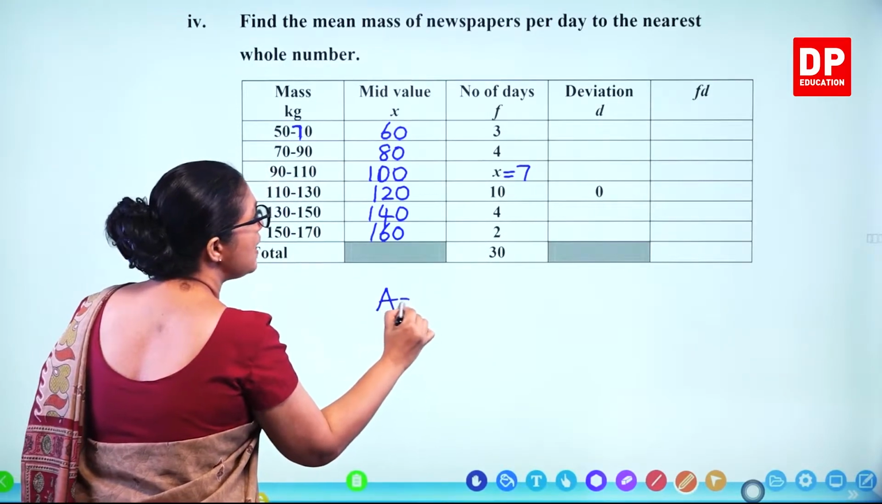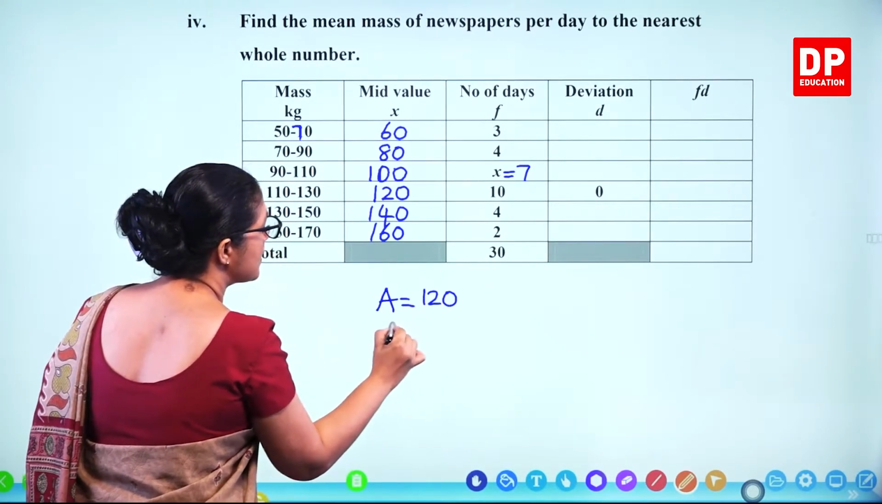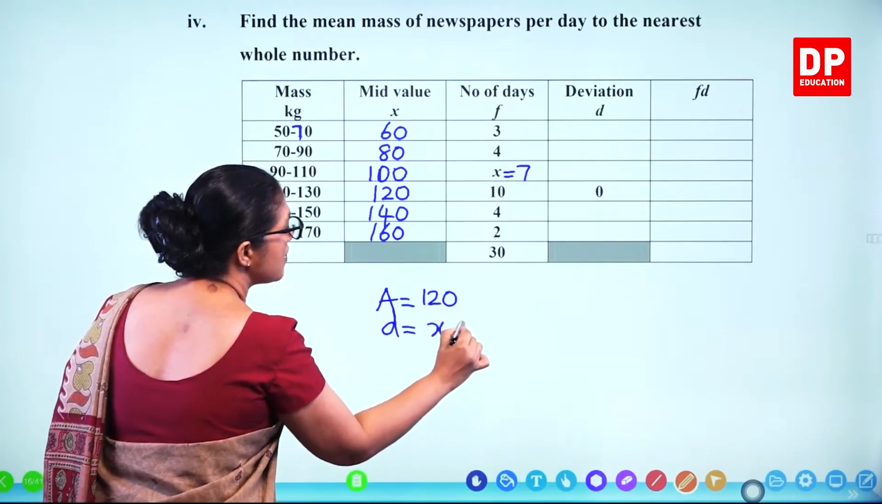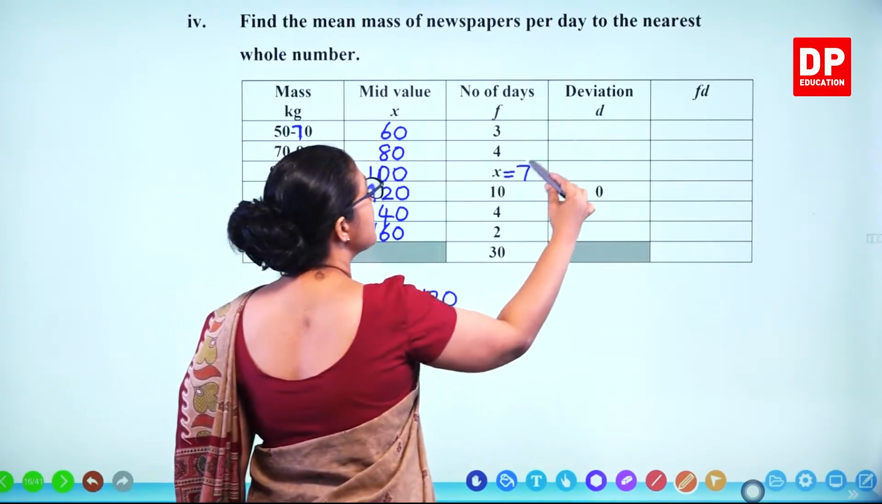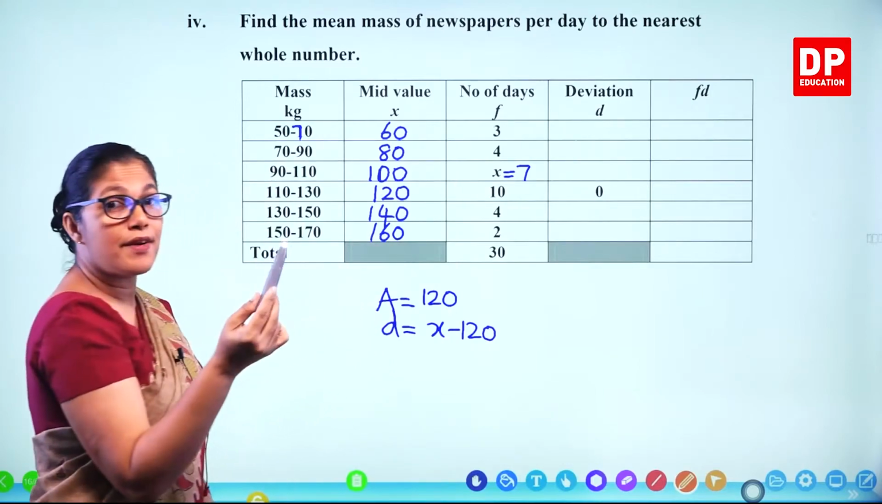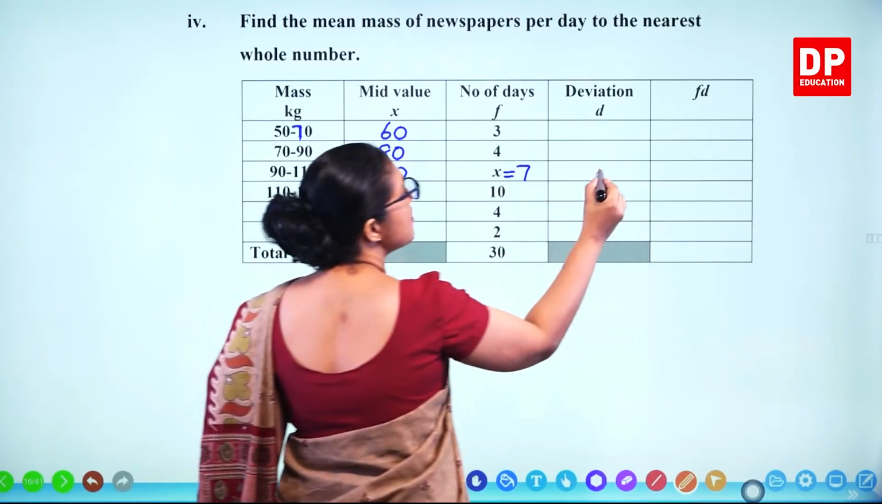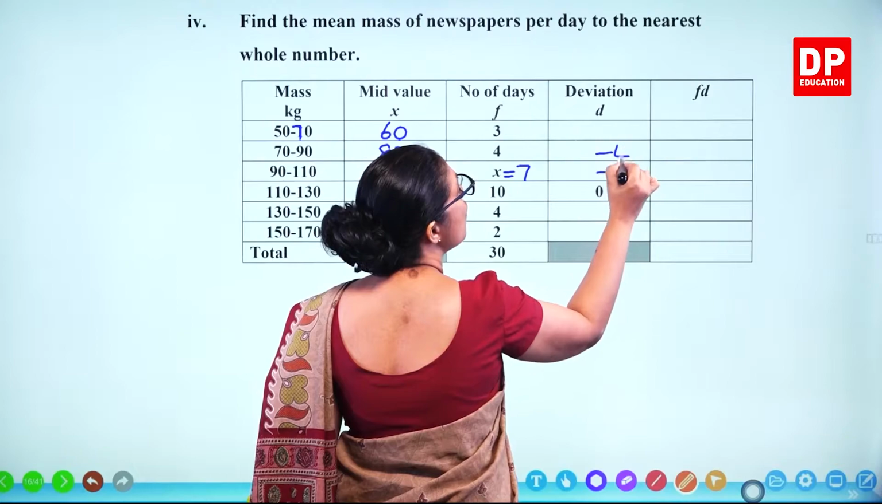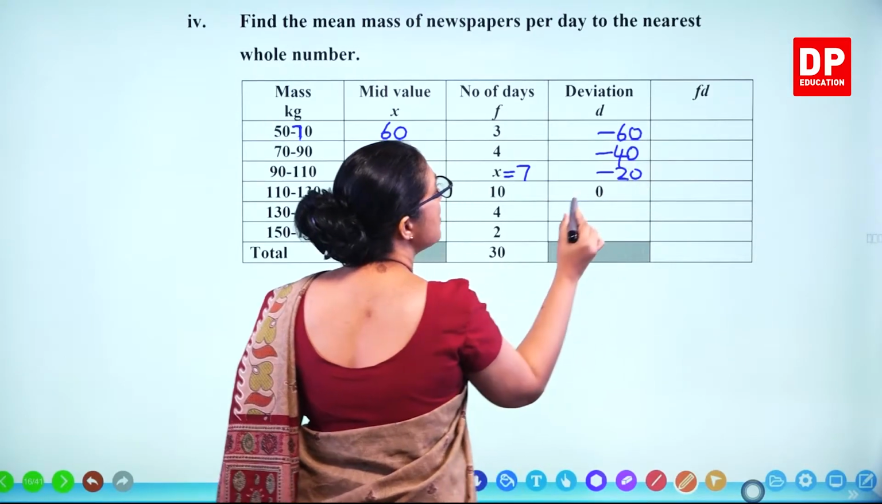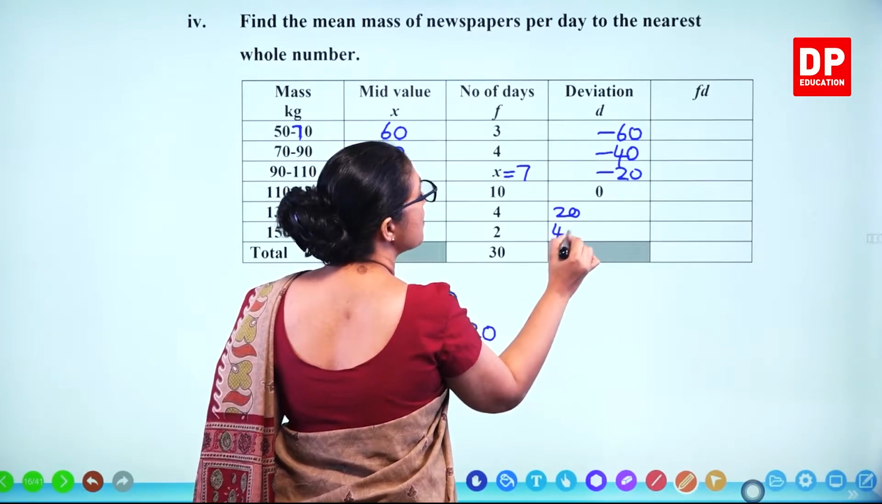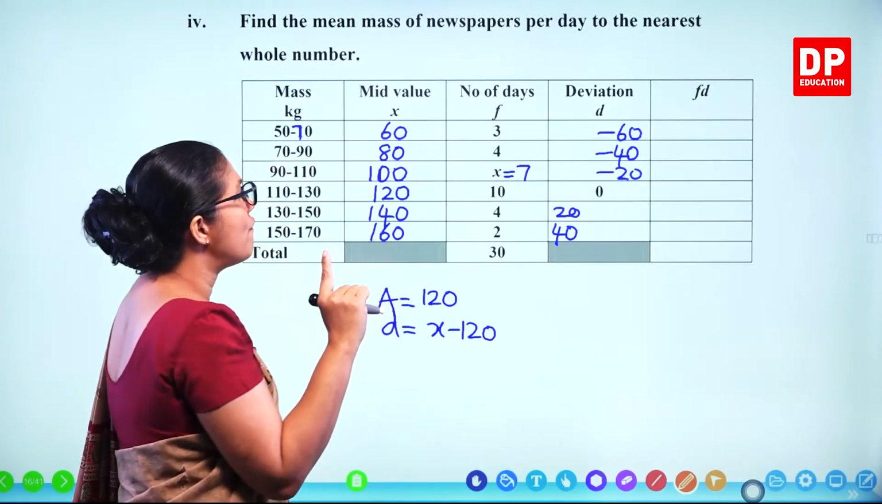So the assumed mean is 120. So what's the deviation? X minus 120. So what's the difference between 100 and 120? 20 is the difference. So minus 20, minus 40, minus 60 here, plus 20, plus 40. Now we can multiply F and D.